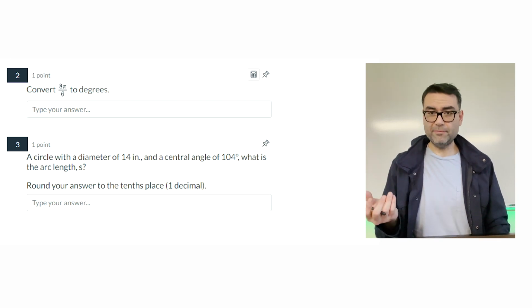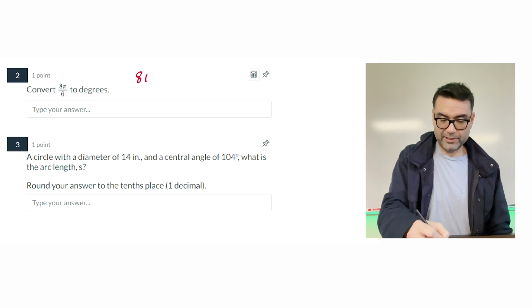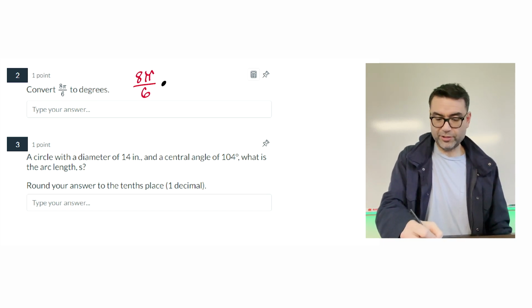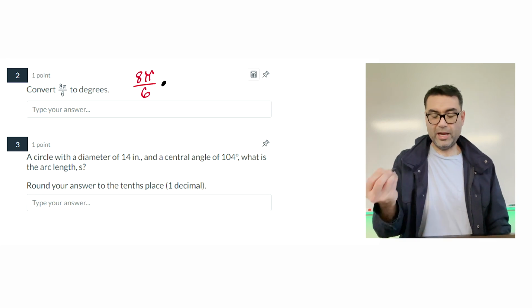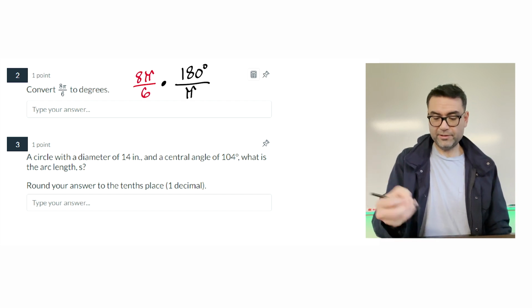All right, number two, convert 8 pi over 6 to degrees. This is very similar, but we just multiply by the reciprocal of what we just did. So 8 pi over 6, and we're going to multiply by the conversion ratio, which now has degrees on top, so 180 degrees over pi radians, right?